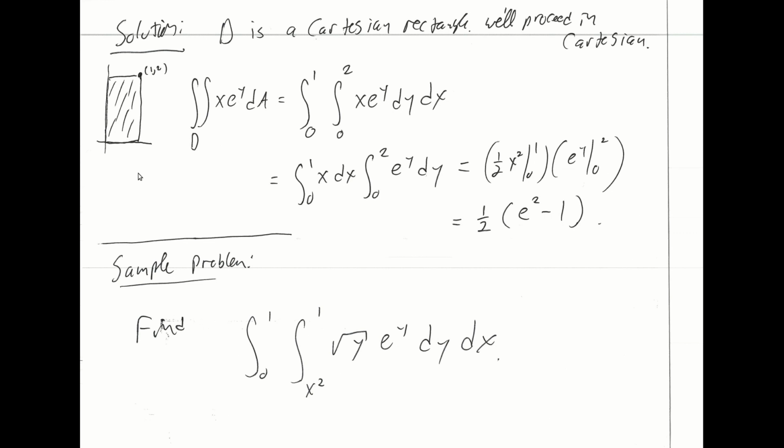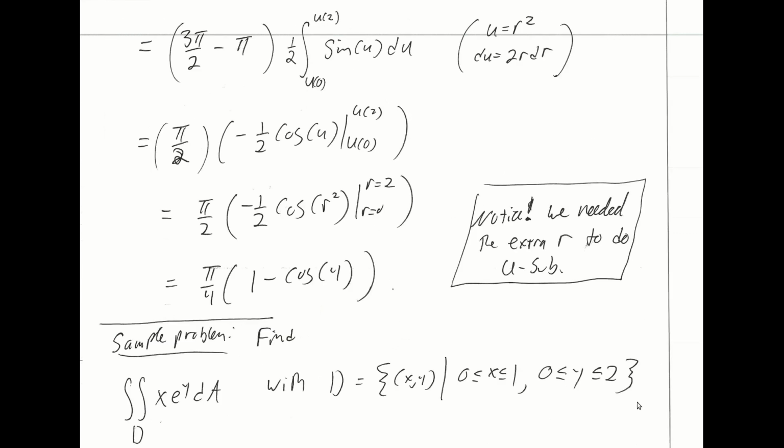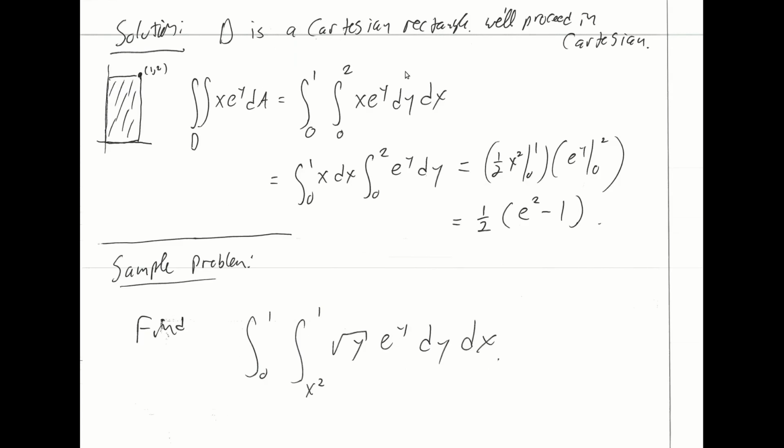So here's D sketched, just for the heck of it. But I'm going to stick with Cartesian. I'm going to write it as a dy dx integral. There's no real preference. You could write it as a dx dy. Fubini's theorem says they're equivalent. Y was going from 0 to 2, and x was going from 0 to 1. Is that right? Yeah, y 0 to 2 and x 0 to 1.